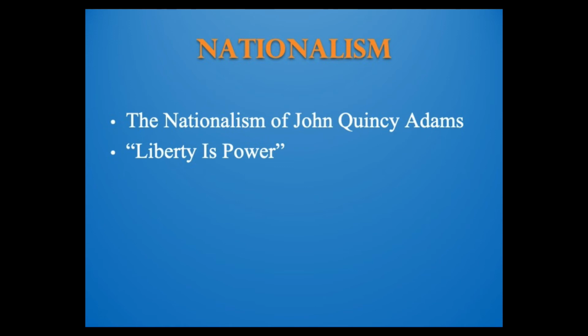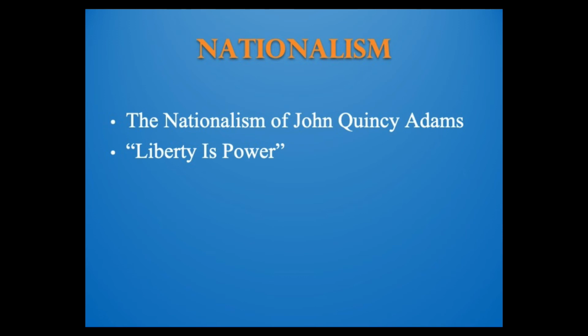Adams had a much larger view of federal power than many at the time. He thought the federal government should direct and sponsor internal improvements such as roads and canals, pass laws to promote agriculture, manufacturing, and the arts, and establish a national university and naval academy. At a time when many Americans believed government power threatened freedom, Adams argued that liberty is power.